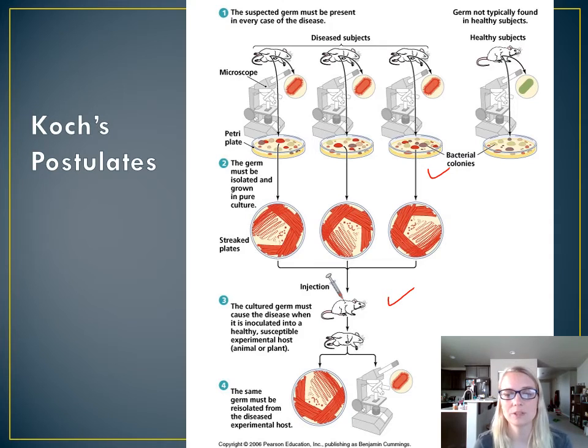I want to say syphilis is one of those that just doesn't grow in the lab. So how can you fulfill that one of Koch's postulates? And then sometimes there are diseases that are caused by multiple organisms, or the interactions of multiple organisms, and you can't narrow it down to just one particular pathogen.